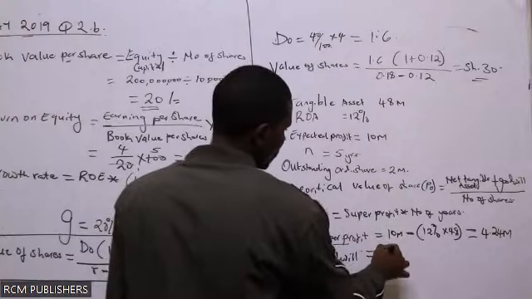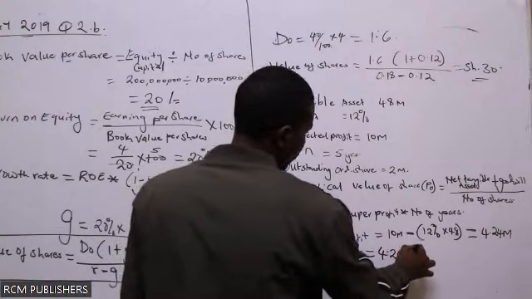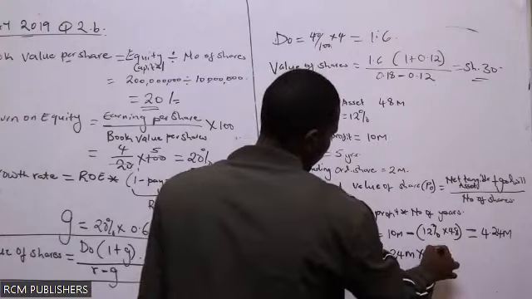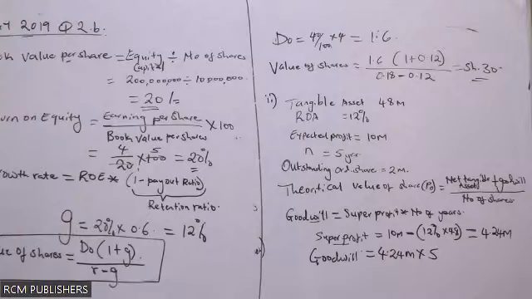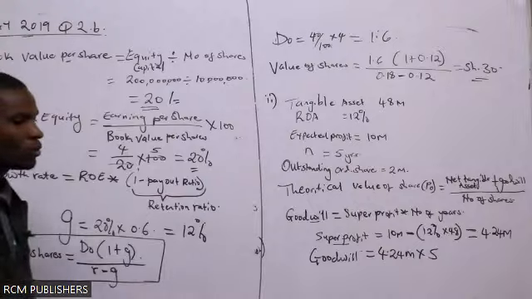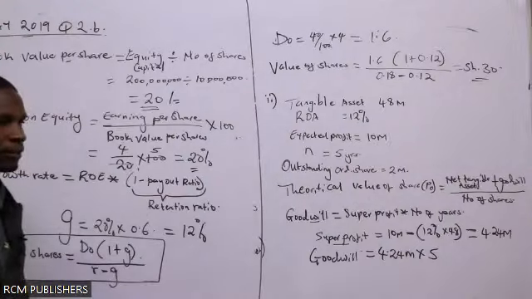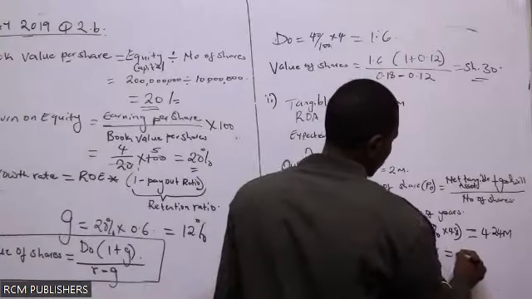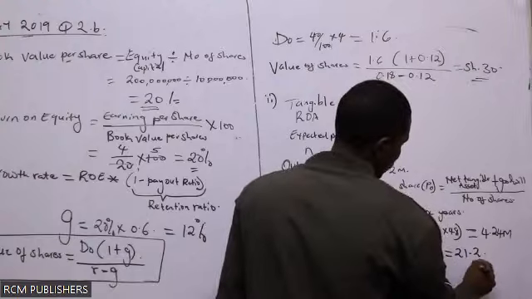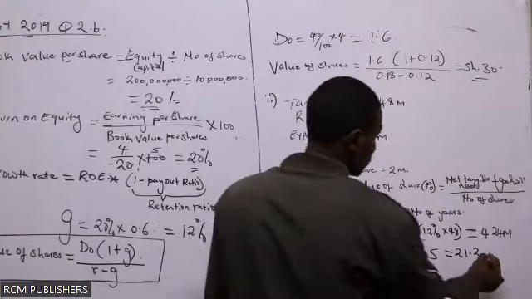The goodwill will be the super profit of 4.24 million times the number of years. The years that we have, N is 5. Hope you can see that N is 5. So how much is the goodwill for this company? The goodwill is 21.2 million.